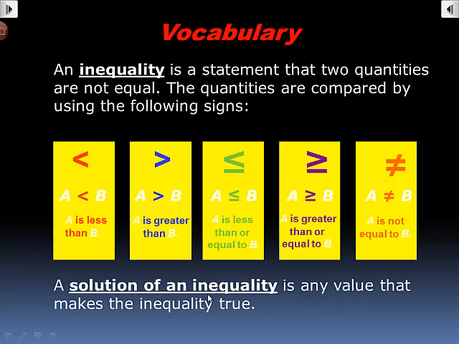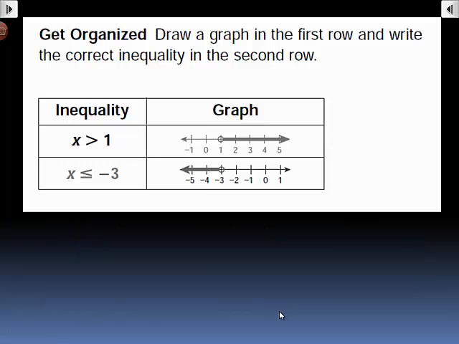The solution of an inequality, your second vocabulary, is any value that makes the inequality true. This is what you should put in your Get Organized. Here's an example of an inequality, and here's the graph. Here's another example of inequality, and here's the graph. This graph is incorrect. This should be a solid line right here. So we're going to make this a solid line. And the reason this is solid, as you'll see, is because of this equal sign underneath here.